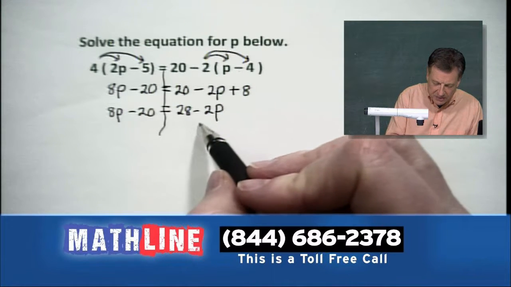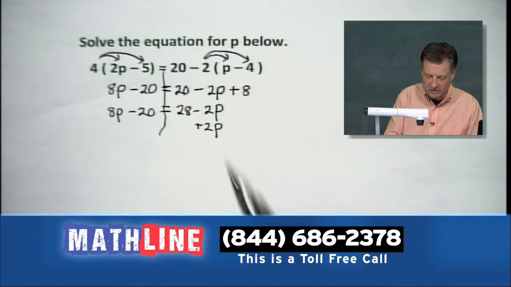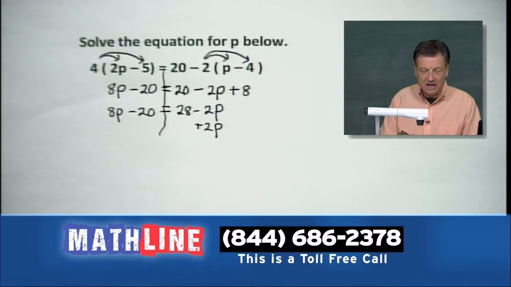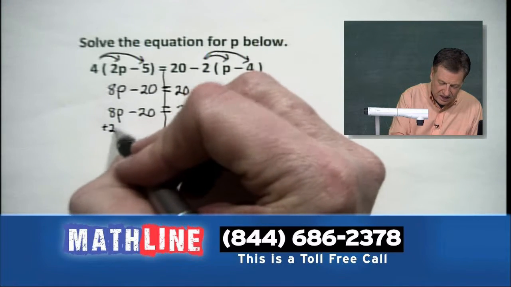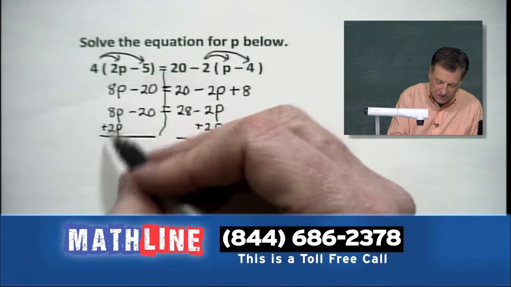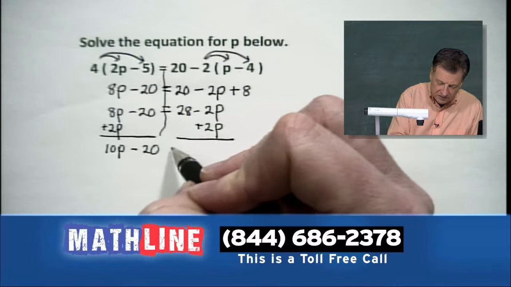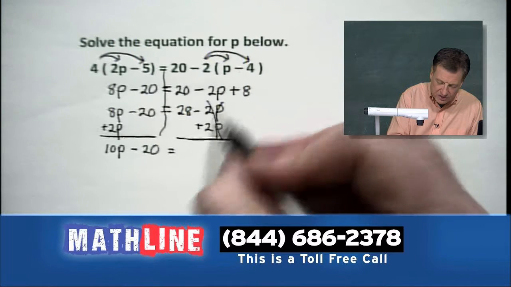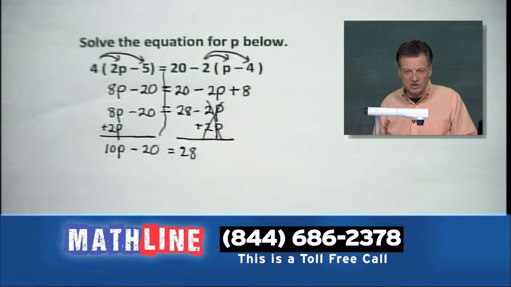So let's do something about it. Let's add the 2p. Why? Because it says subtract. So the way we disconnect to subtract, we have to add. And if we do it to the, you got it, to the right side, we got to do it to the left side. We call that the addition property of equality, and it's a good deal because over here we have now 10p minus 20. Over here, my goodness, the 2p's go, we got 28. All of a sudden this is looking easier and easier each step.